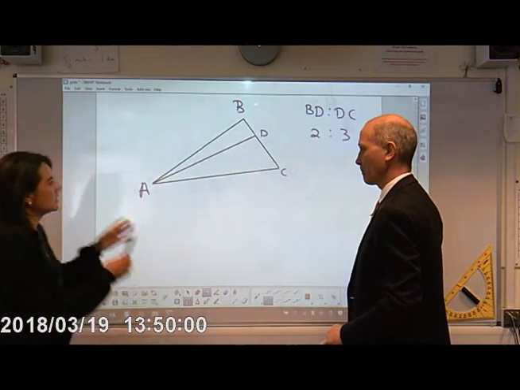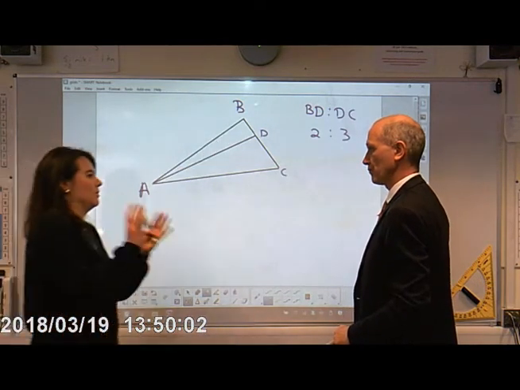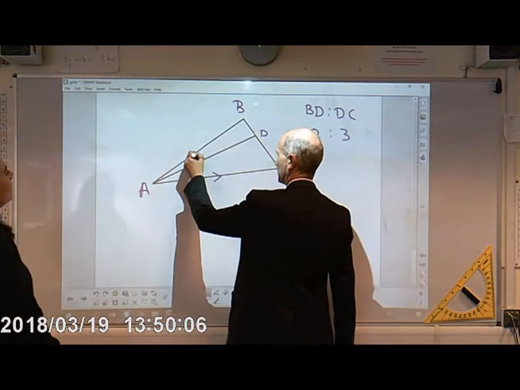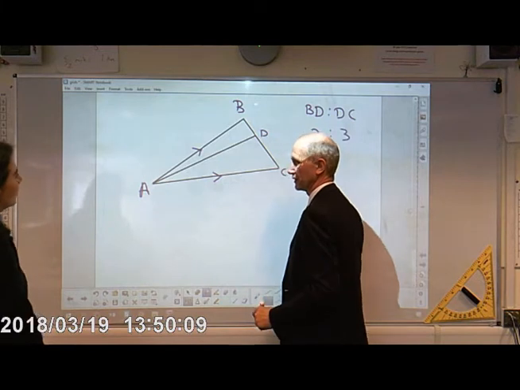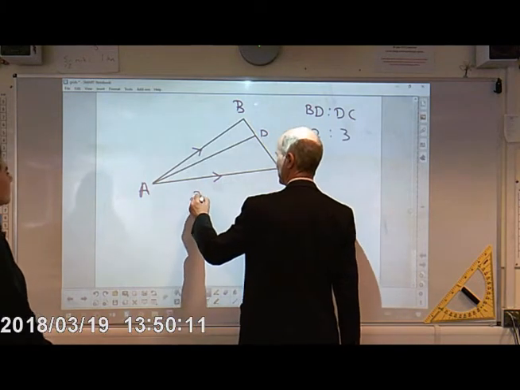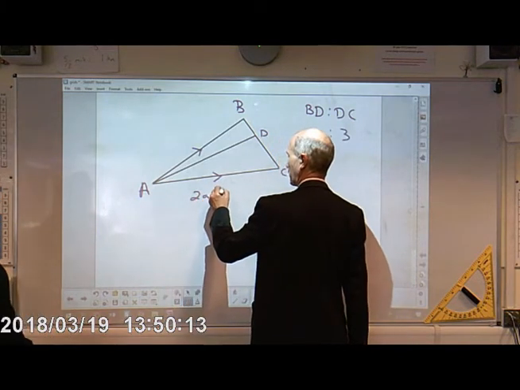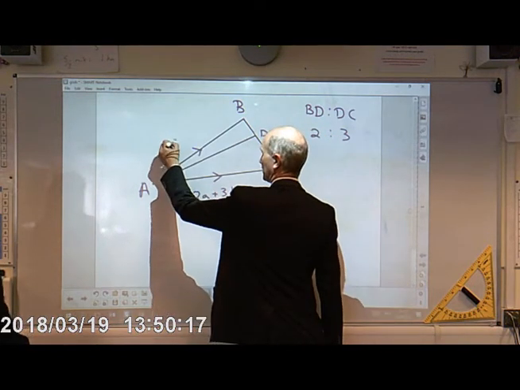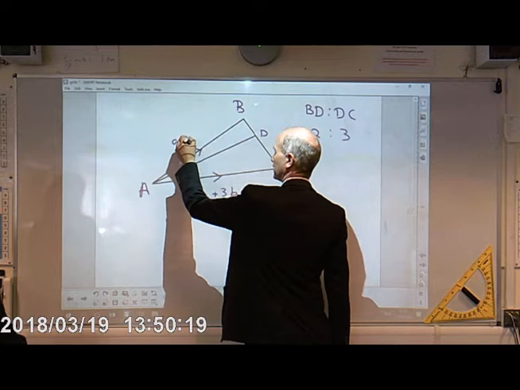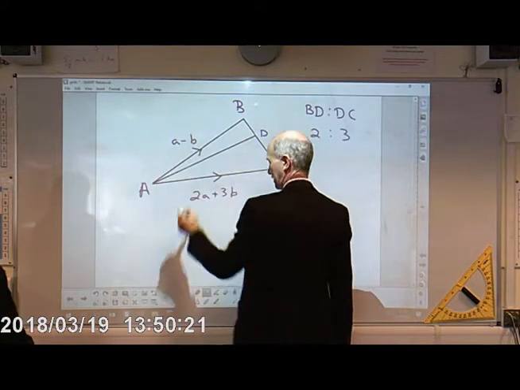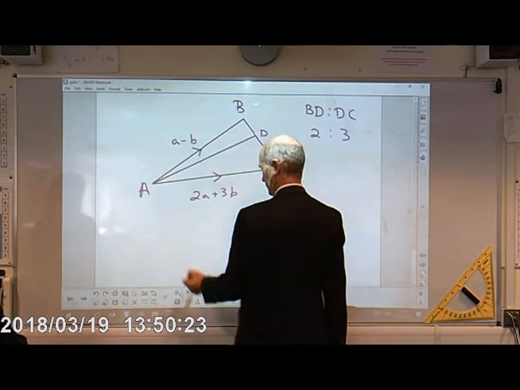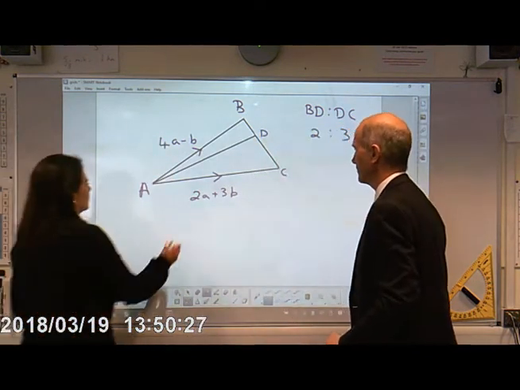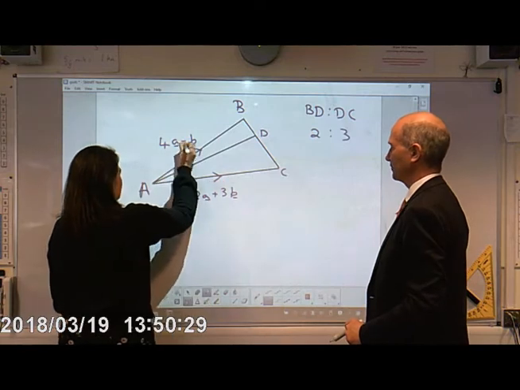Now, when I get stuck in, I like to first of all convert my ratio into a fraction. I don't know about you, Mr. Mason. Whilst you're still thinking, I'm just going to give you 2 little vectors. This is going to be 2A plus 3B. And this is going to be A minus B. Very nice. Okay. Thank you.